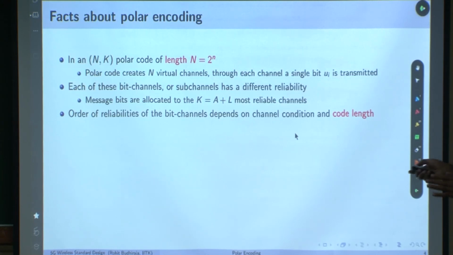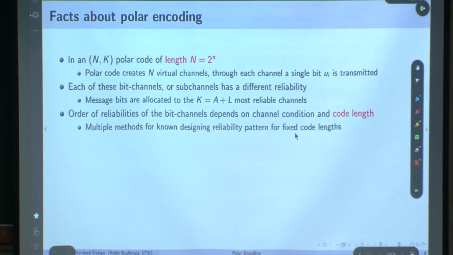But the philosophy here is the way it is designed. It was conceived like that: it creates so many virtual sub-channels, each of them with a different reliability, and assigns the message bits to the most reliable channels. And there are multiple methods for designing this reliability pattern for a fixed code length.